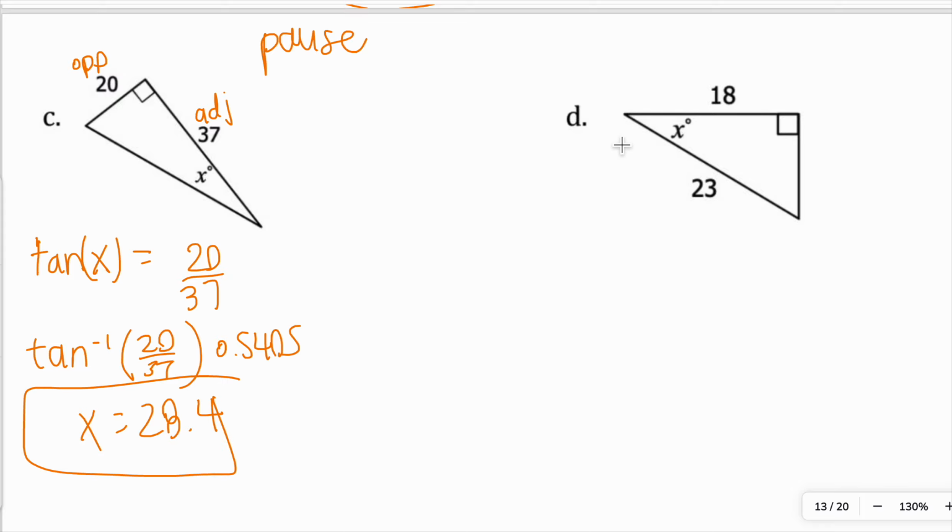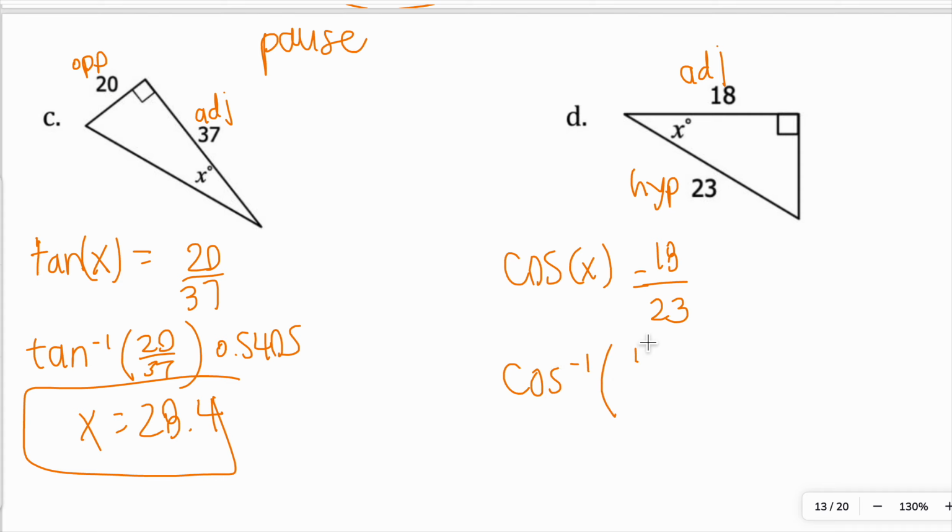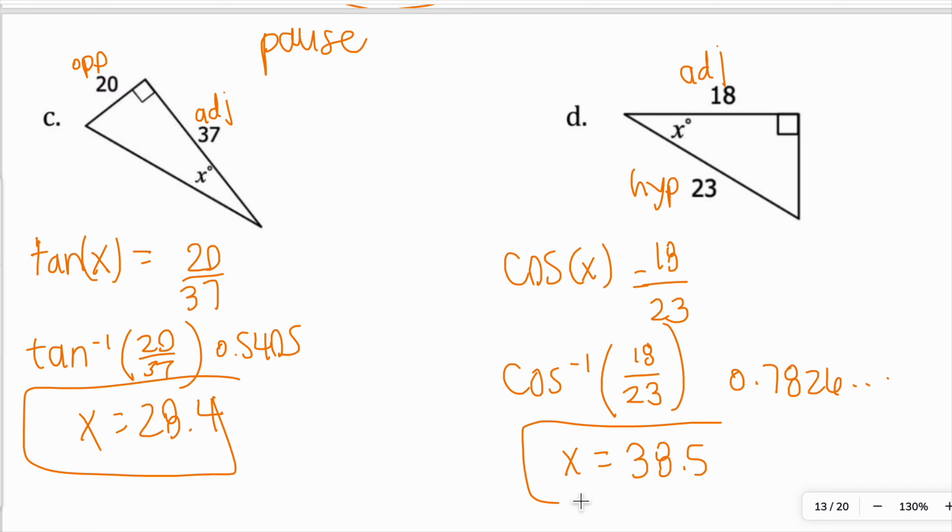Okay, and then D, I'm given hypotenuse and adjacent, so that's going to be cosine. So cosine of x can be found by taking 18 over 23. So I would take the inverse of cosine, 18 over 23. That 18 over 23 decimal was 0.7826. So the inverse cosine of that would be about 38.5. Pretty easy when you have that calculator.